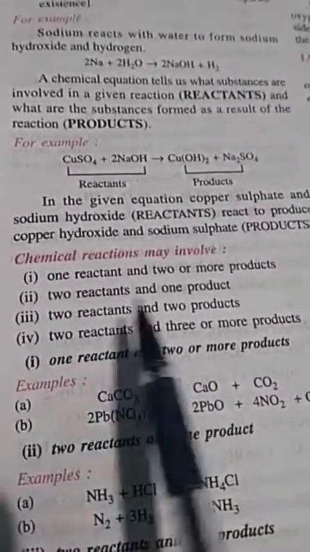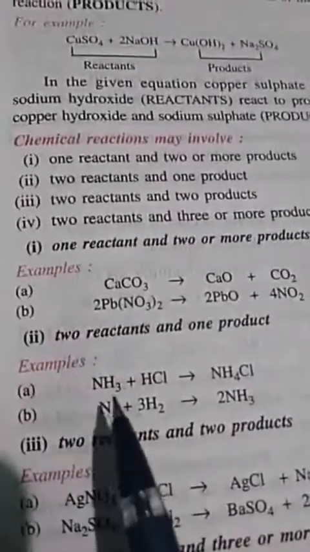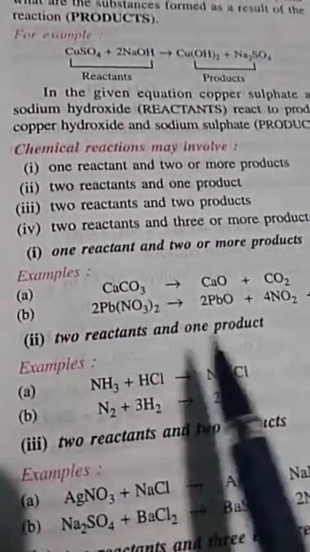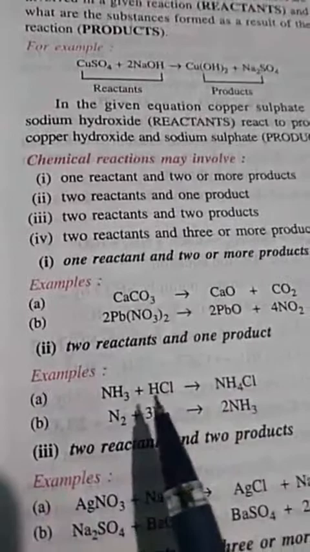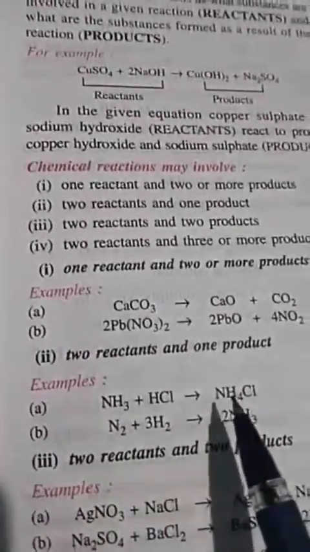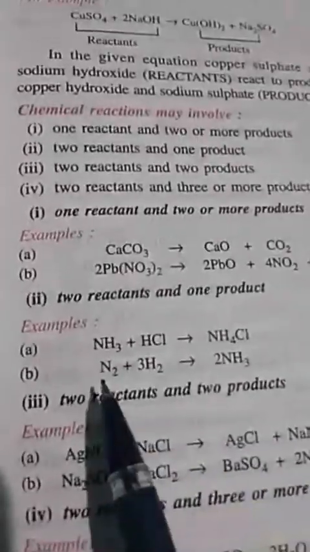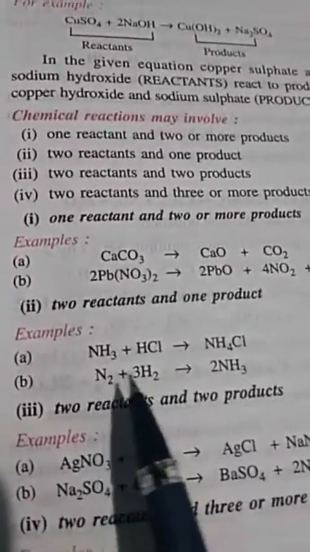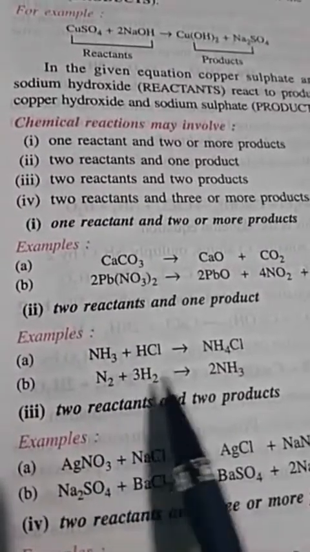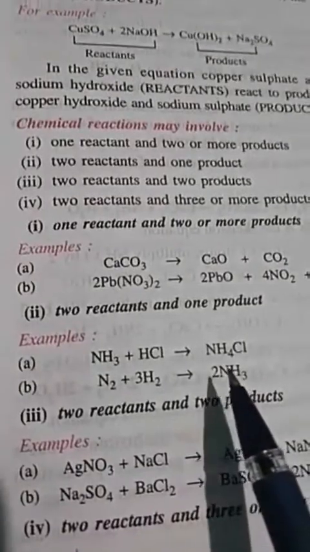Second, two reactants and one product. Like ammonia: ammonia plus HCl, hydrogen chloride, forms NH4Cl, ammonium chloride. Here are two reactants, nitrogen and hydrogen, which combine at high temperature to form ammonia.